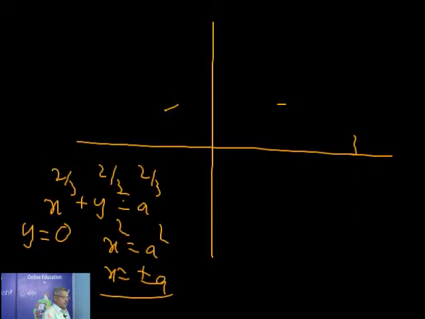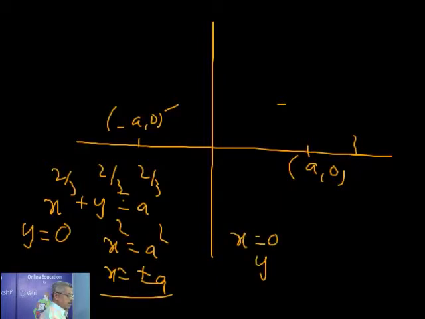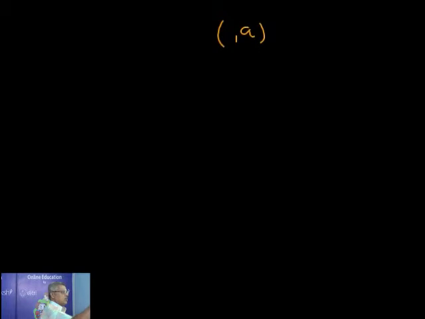So therefore the curve crosses x-axis at a,0 and minus a,0. X is a, y is 0. X is minus a, y 0. Similarly, by giving x as 0, you get y. Y is plus or minus a. So the curve also crosses y-axis at these 2 points, 0,a and 0,minus a. So hence we get a curve.